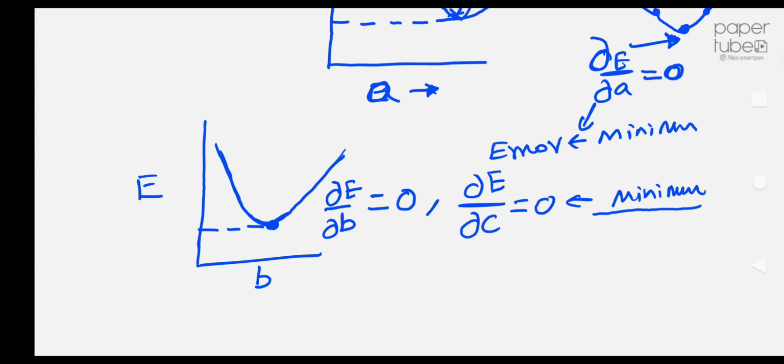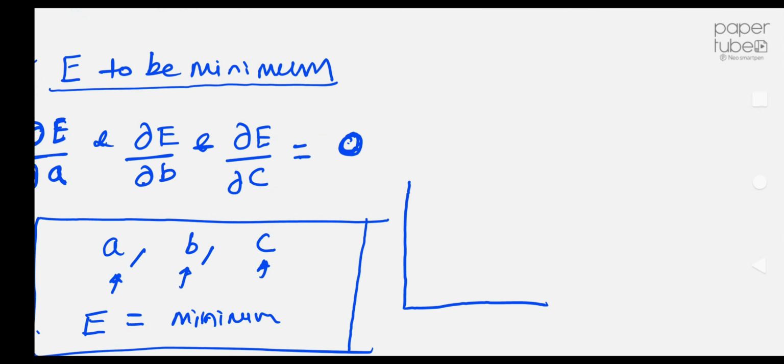Also remember, let's plot it here. Let's say you have error and some a value, and you may get something like this in this function. So this is a stationary point, this is a stationary point, this is a stationary point.